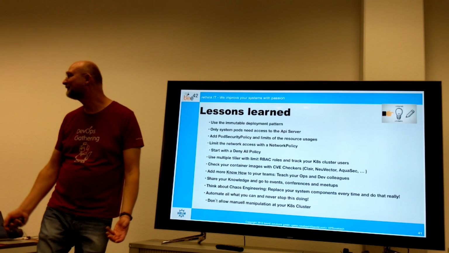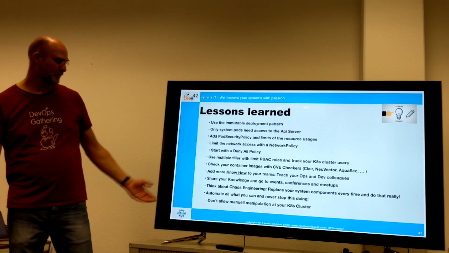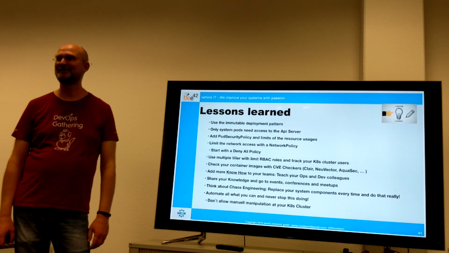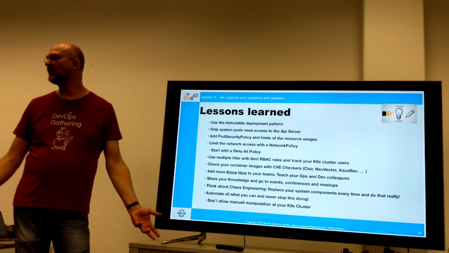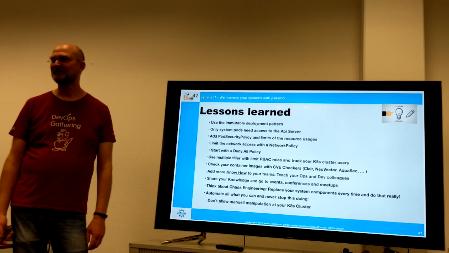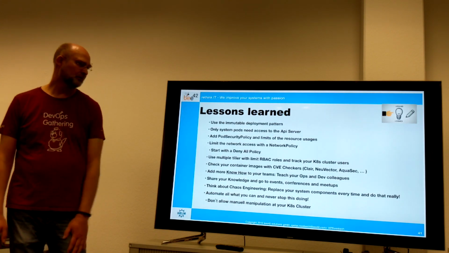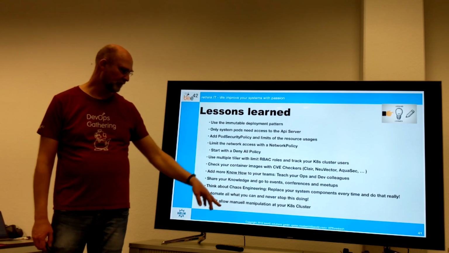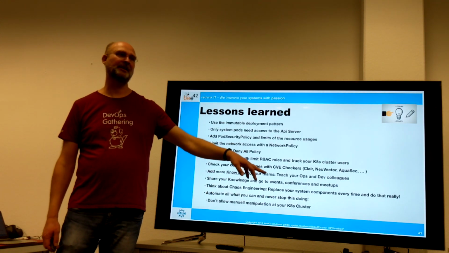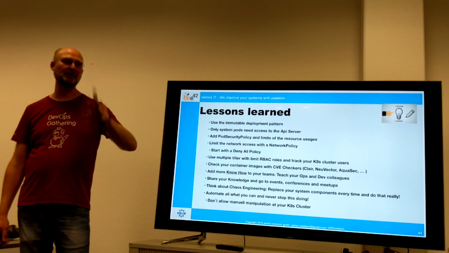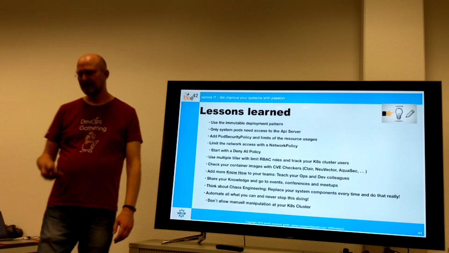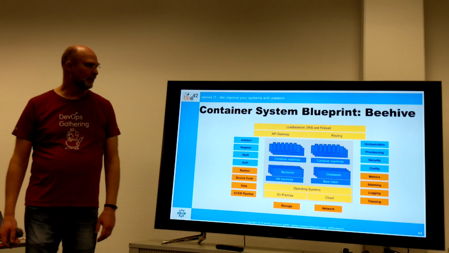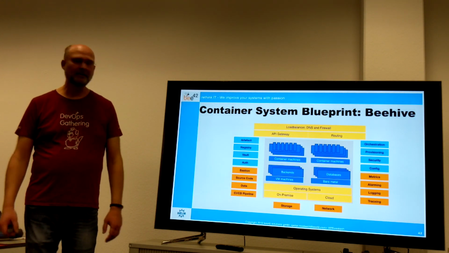Let people learn. Share your knowledge. Think about chaos engineering. Read about it. We are living in a chaotic world. Automate all. Don't allow manual manipulation of your Kubernetes cluster. Don't allow people to do that. And then you can have good, well-designed container systems.